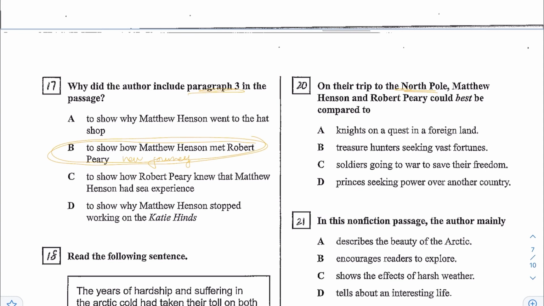So we can kind of eliminate some choices. They weren't seeking power. They were just being determined to kind of go somewhere, to be kind of the first people there. So they weren't looking for money, and they weren't saving their freedom. They were like knights on a quest in a foreign land. This quest to reach the North Pole, and none of them have been there, so they kept trying. They weren't looking for money or freedom or anything. They were just on a personal quest to be the first people to explore the North Pole. So it's going to be choice A.